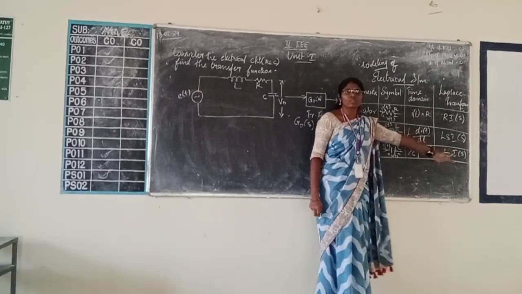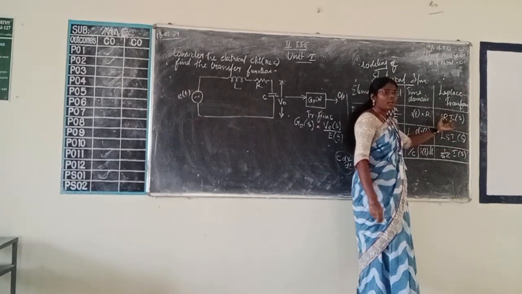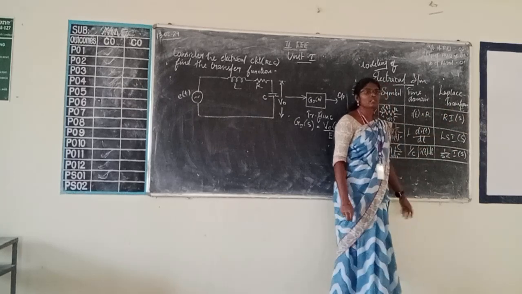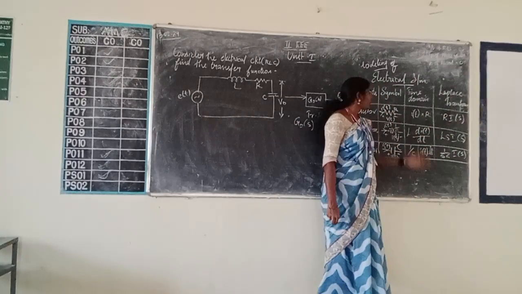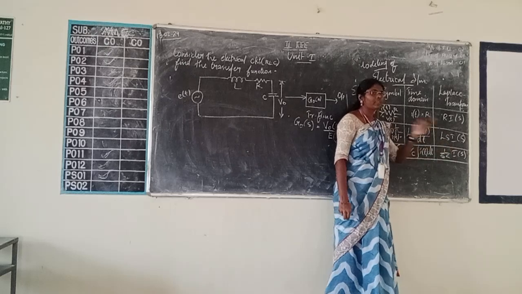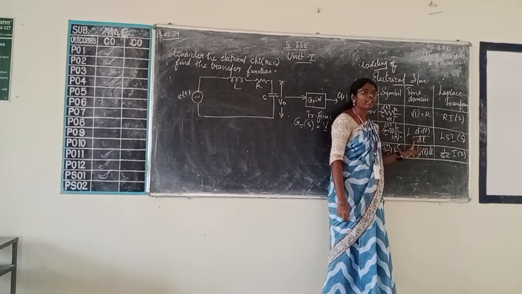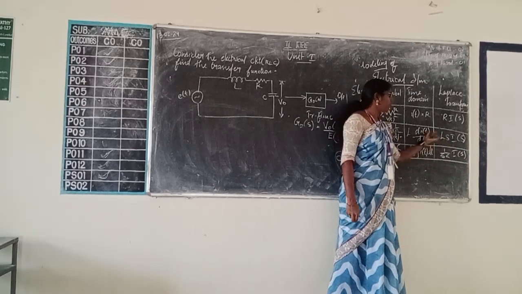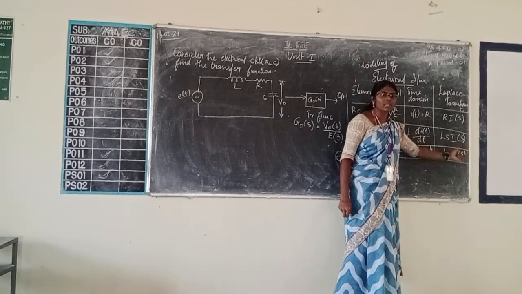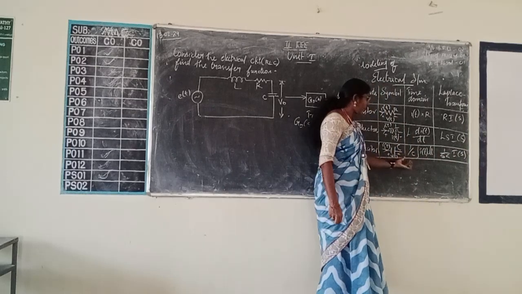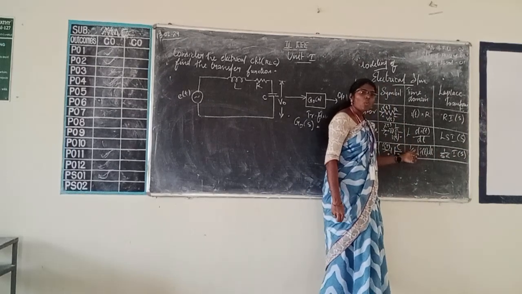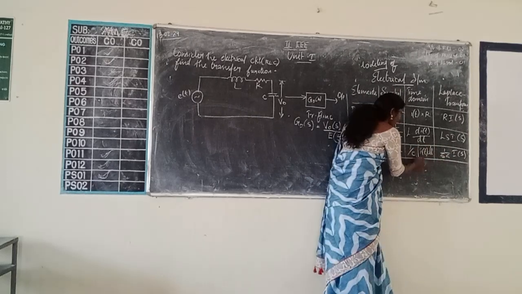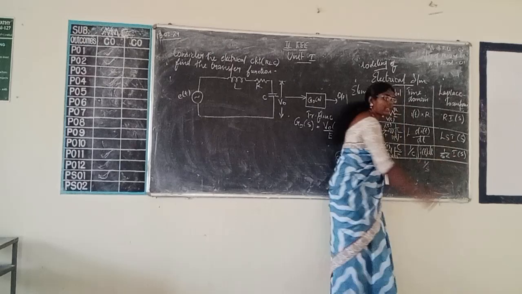If you take the Laplace transform of this, for resistance R is constant, so R into I of t becomes R into I of s. L is constant here, and for a single differential we get L into S into I of s. And for capacitance, it is written as 1 by C, and for the integral the Laplace transform is 1 by S.